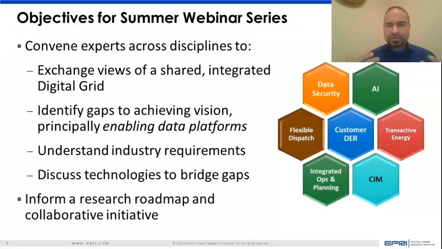And one of the principal themes that has been present throughout is to have enabling data platforms that can provide the kind of connection between particularly behind-the-meter customer devices and the grid. And that's certainly something of keen focus for today's panel. To understand industry requirements on the utility side, understand the perspectives of technology providers and others in the technology ecosystem to enable solutions, and then to discuss how to bridge these gaps.